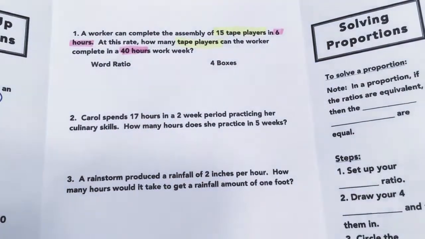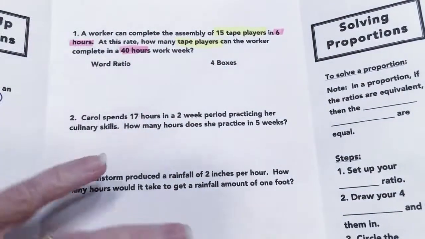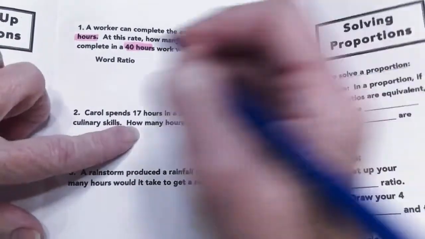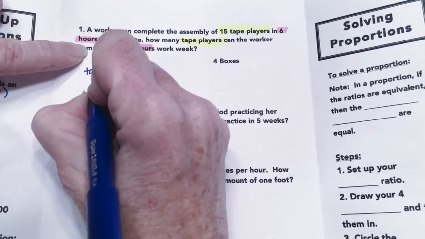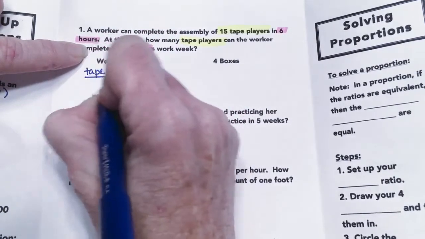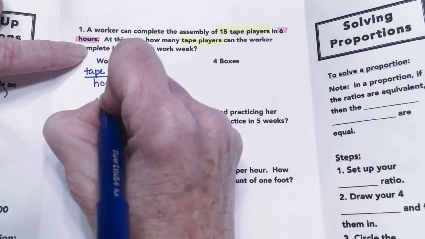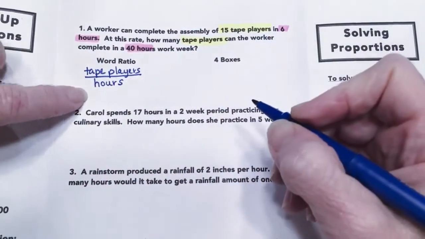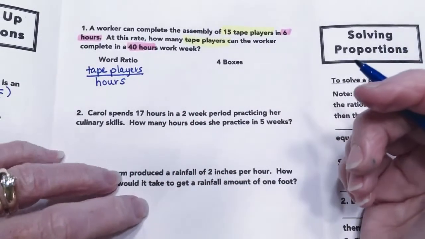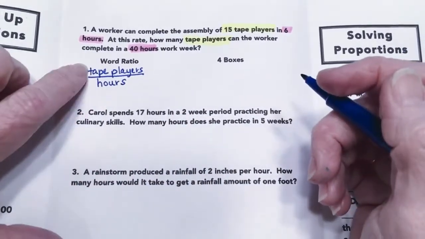All right, so my word ratio is going to contain the words tape players and hours, because that's what's being compared. I'm going to write tape players over hours. Now, could I put hours over tape players? Yes, as long as you fill in your boxes with the numbers that go with each of your words.